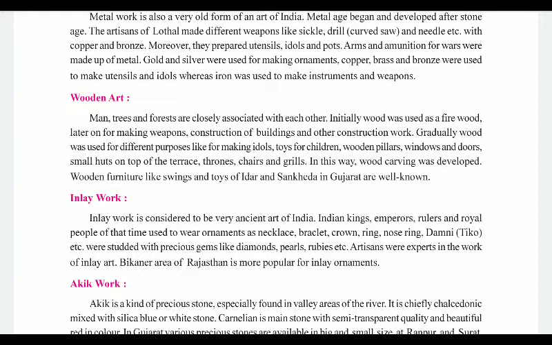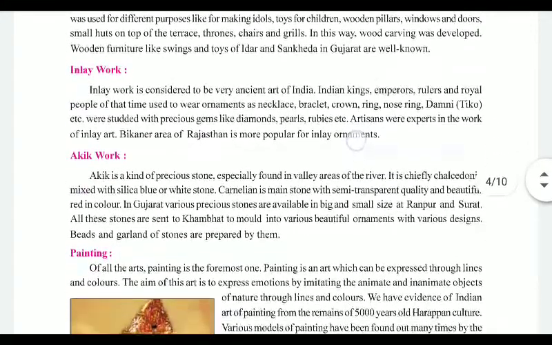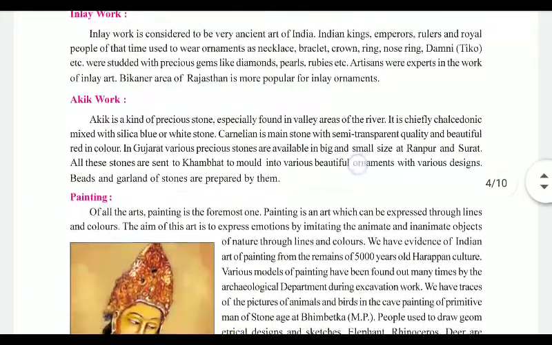Inlay work. Inlay work is considered to be a very ancient art of India. Indian kings, emperors, rulers, and royal people of that time used to wear ornaments such as necklaces, bracelets, crowns, rings, nose rings, damni, tiko, etc., which were studded with precious gems like diamonds, pearls, rubies, etc. Artisans were expert in the work of inlay art. The Bikaner area of Rajasthan is more popular for inlay ornaments. So putting all these diamonds and pearls in place on crowns and rings is known as inlay work.